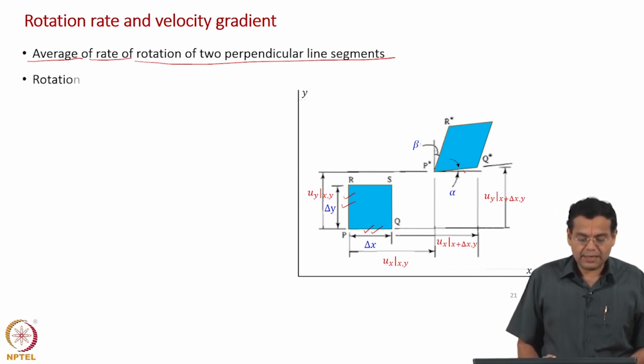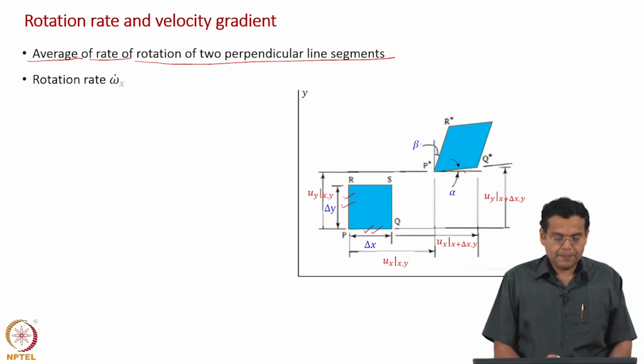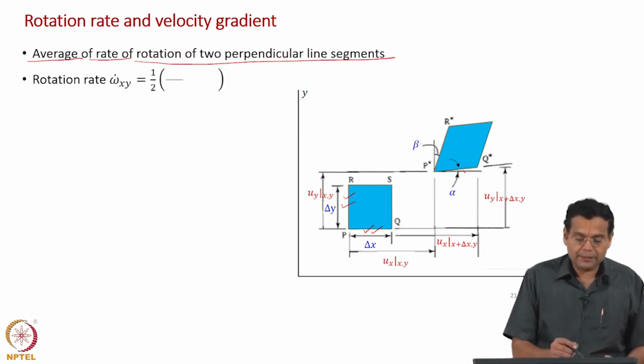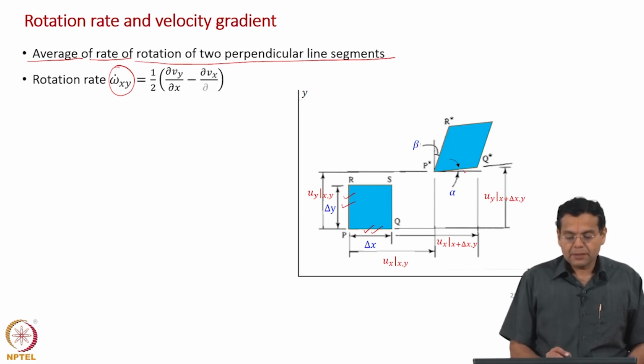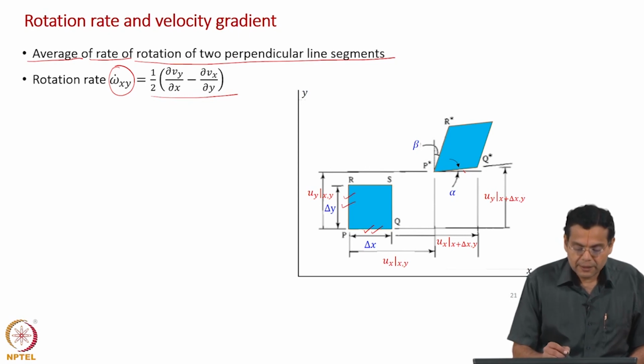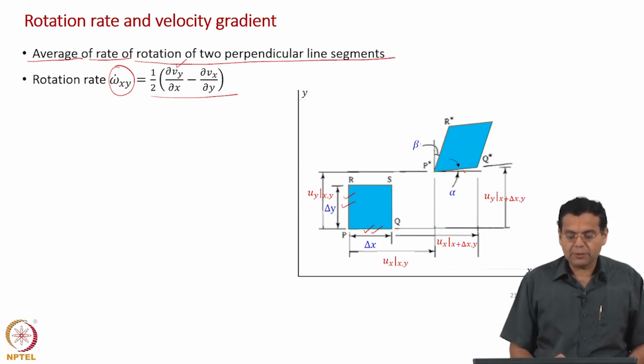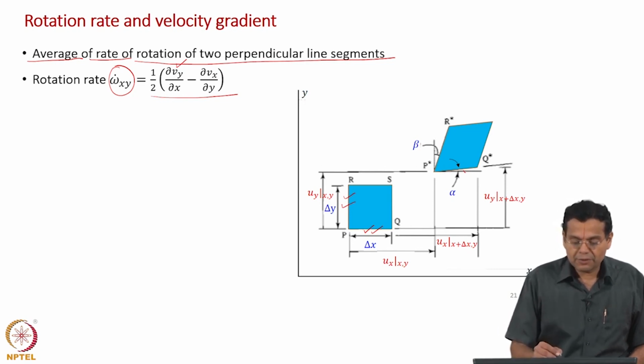So, rotation rate is omega dot xy. Earlier we had omega xy, now omega dot xy, and this expression is analogous to what I had written earlier. We had dou uy by dou x, now it is dou vy by dou x. We had dou ux by dou y, now we have dou vx by dou y, of course with a minus sign and then a half.